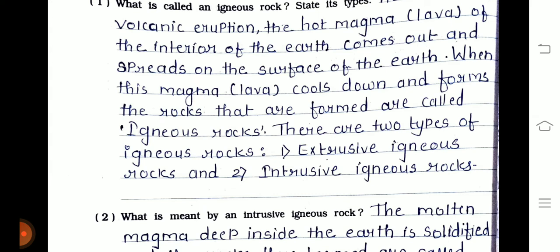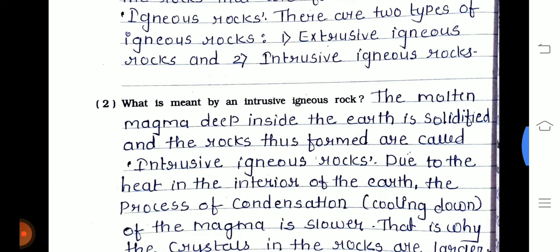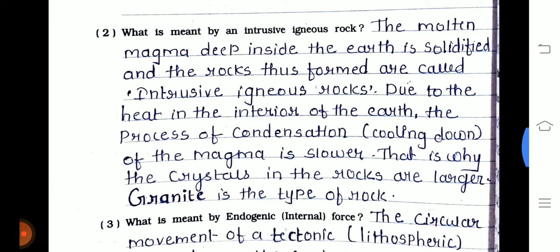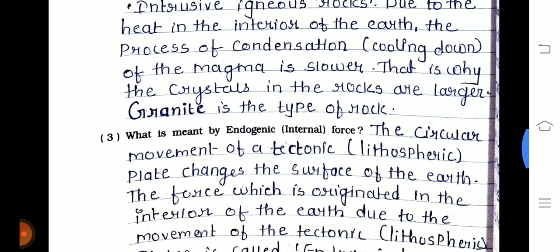There are two types of igneous rocks. One is extrusive igneous rock and the other is intrusive igneous rock. Second one, what is meant by an intrusive igneous rock? The molten magma deep inside the earth is solidified, and the rock thus formed is called intrusive igneous rock. Due to the heat in the interior of the earth, the process of condensation of magma is slower. That is why the crystals in the rocks are larger. Granite is a type of rock.